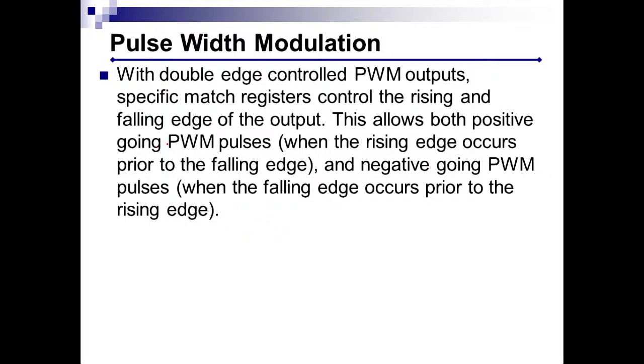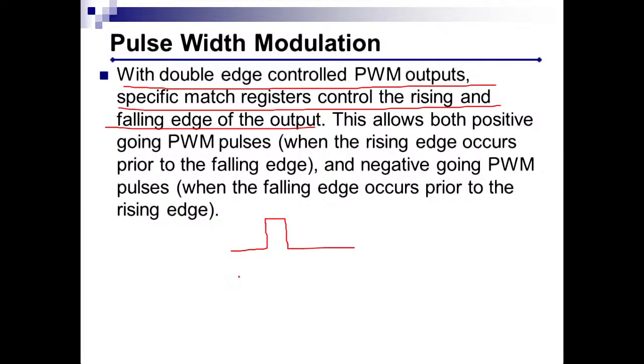So, with the double edge control PWM outputs, specific match registers control the rising and falling edge of the output. In a double edge PWM, it will be in this way: rising edge and falling edge. So in case of a double edge, you require to change both the rising edge and the falling edge. But in case of a single edge, you require either a falling edge or a rising edge; you require control for only one edge. So it actually depends on how the programmer will set the bits in the corresponding control registers.